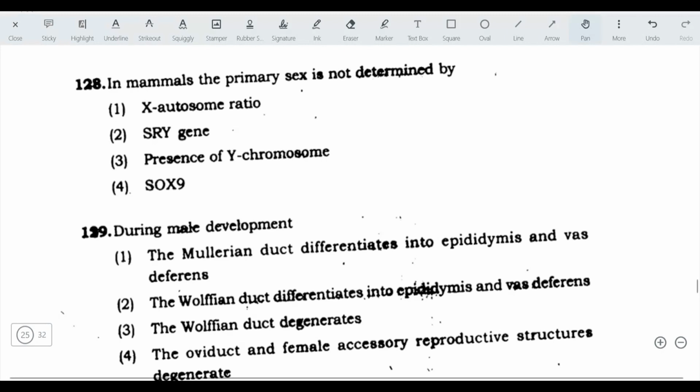Next, in mammals, the primary sex is not determined by X autosome ratio, but that happens in Drosophila. While SRY genes, presence of Y chromosome and SOX9 help in determination of sex.